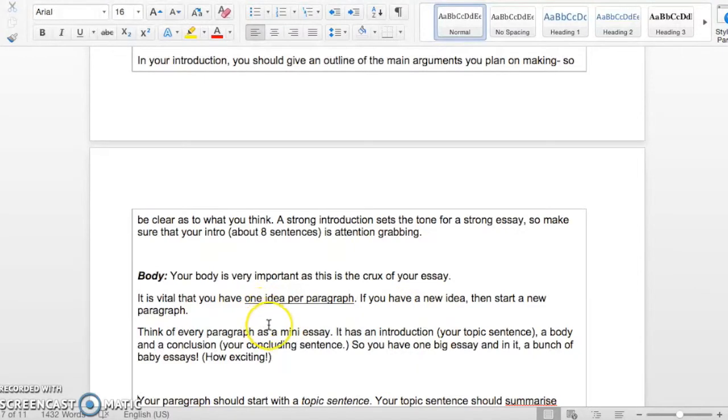So you think of every paragraph as a mini essay. It has an introduction, which is your topic sentence, your body, and a conclusion, which is your concluding sentence. So you have one big essay in it and a bunch of baby essays in it. How exciting. Anyway, let's continue.